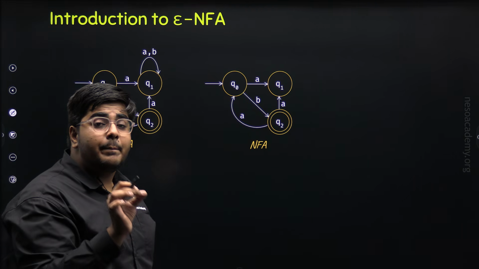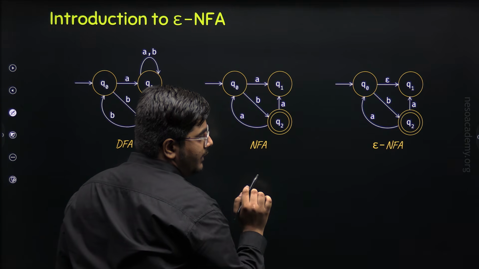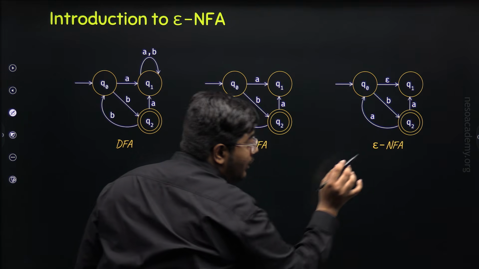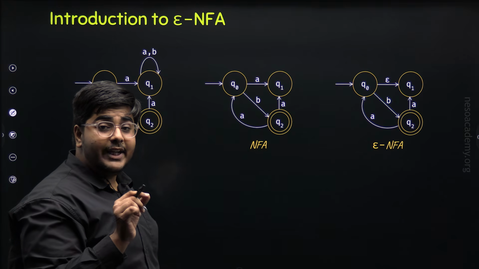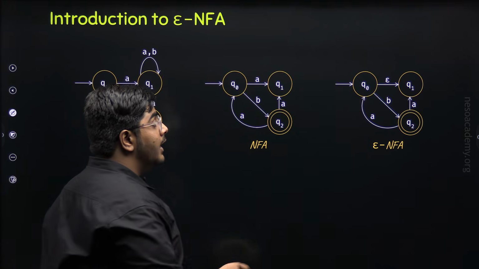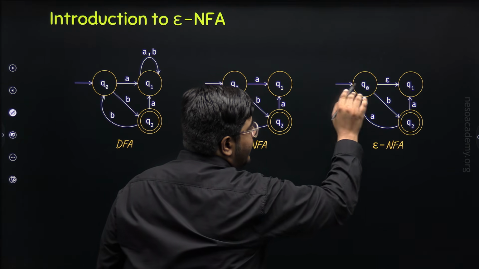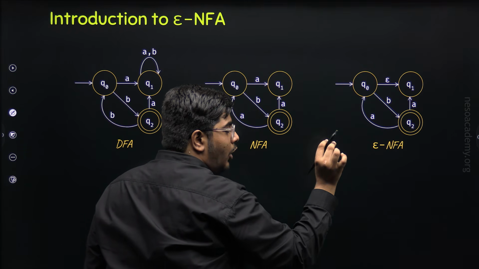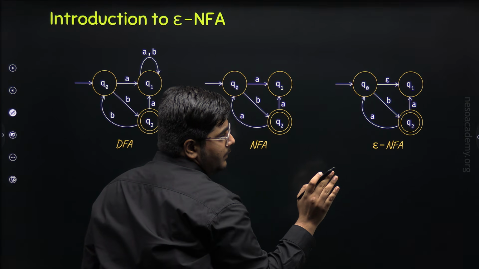Now let's proceed with the major agenda of this lecture, that is epsilon-NFA. As the name suggests, epsilon-NFA means it is a type of NFA. So it will inherit all the properties of NFA. Like NFA, in case of epsilon-NFA also, for every current state, there can be more than one next states possible. Also, it is not necessary that every state should have a transition for every input symbol.